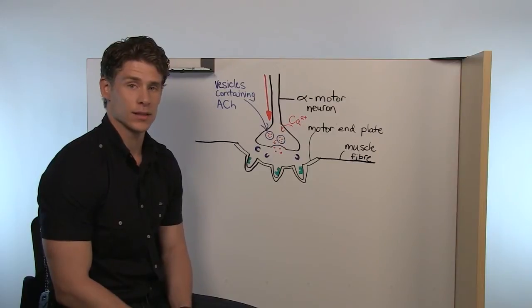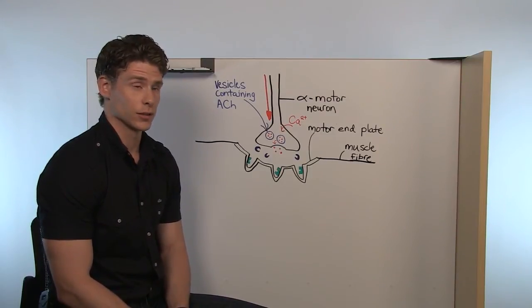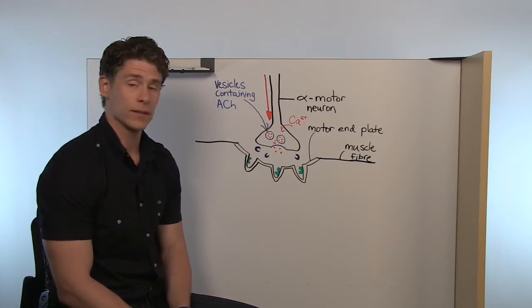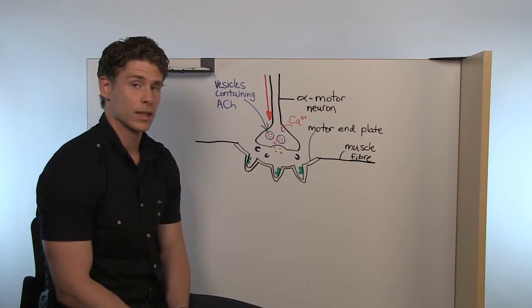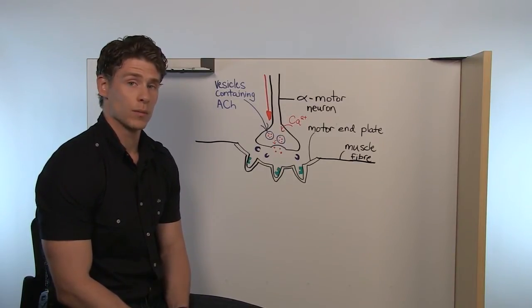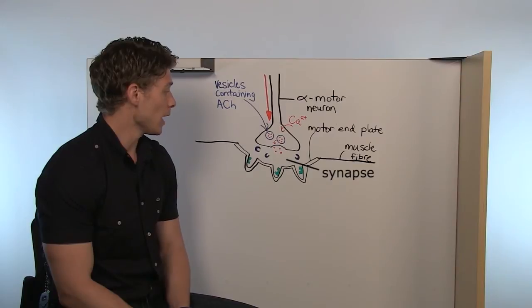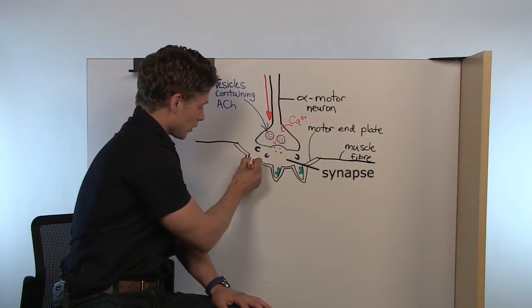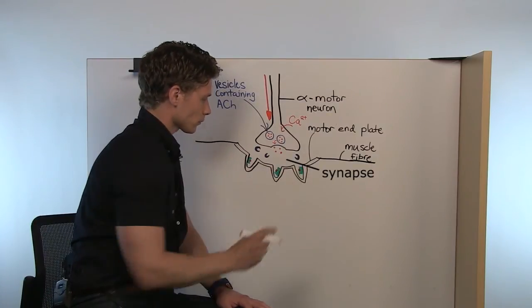This calcium causes a translocation of neurotransmitter-filled vesicles, or in this case, acetylcholine-filled vesicles, and these vesicles move to the end of the axon terminal. At this point, the vesicle fuses with the membrane of the axon terminal, allowing the neurotransmitters, or acetylcholine, into the synapse. From that point, the acetylcholine actually binds to receptors on the motor end plate of the muscle fiber.